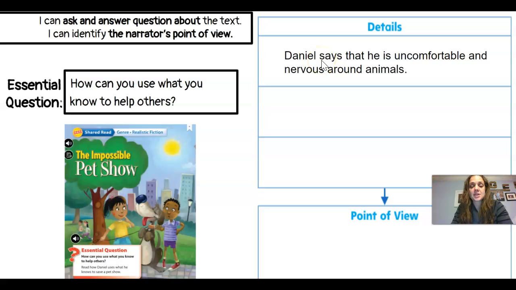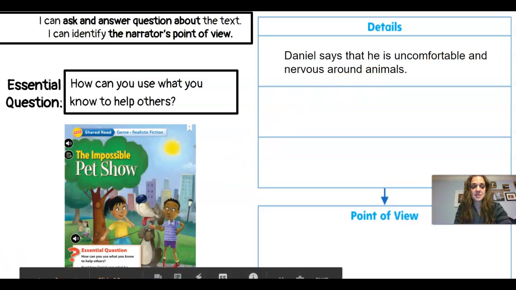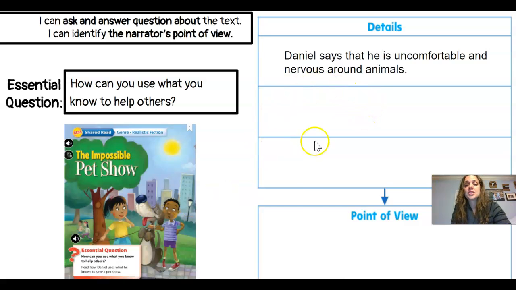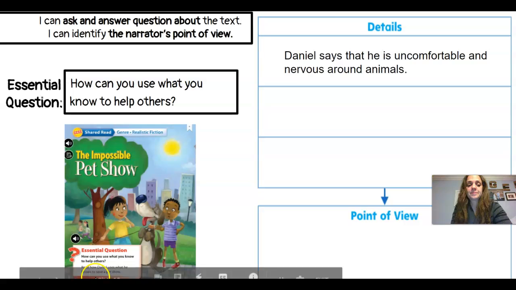Daniel is our character in the story that's narrating the story. Says that he is uncomfortable and nervous around animals. Well, that shows that his point of view of animals is that Daniel doesn't really like animals very much. Or we could just simply say Daniel feels uncomfortable with animals or anxious around animals. We're going to read on to identify 2 more key details.